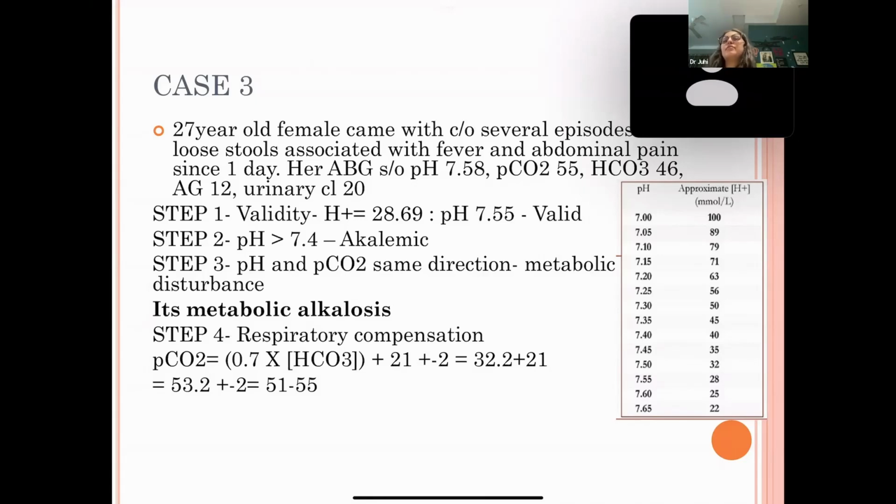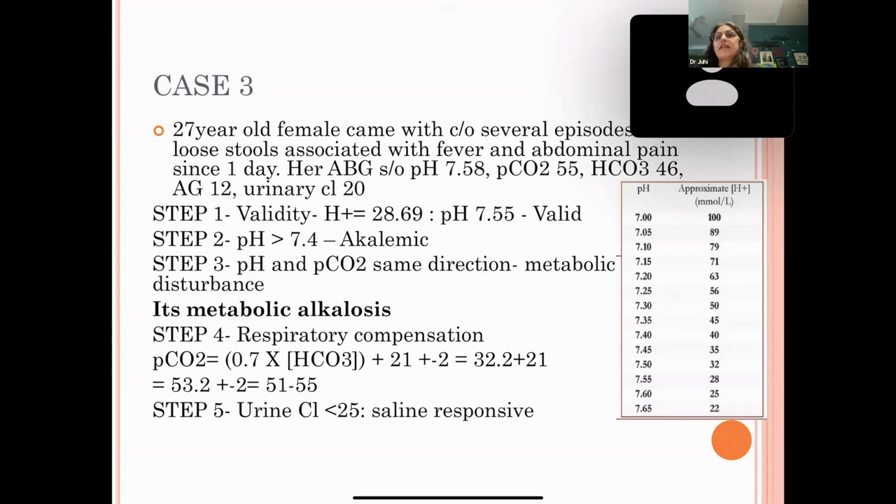So 0.7 into bicarb plus 21 plus minus 2. So the answer is 51 to 55 is our range. Our PCO2 is 55. So it's a compensated metabolic alkalosis. And I told you the last step, if it is a metabolic alkalosis, we should see the urine chloride level. If it is given, like in this ABG they've mentioned 20, so urine chloride, if it is less than 25, it is saline responsive.